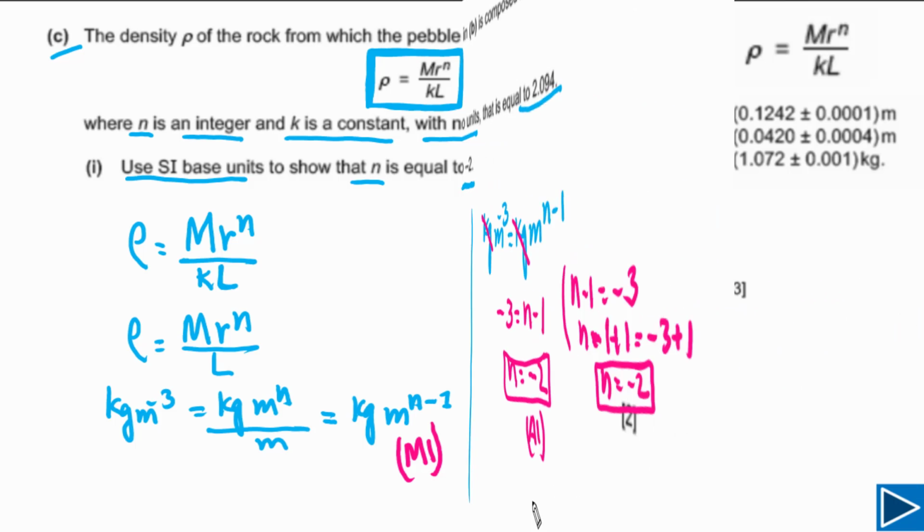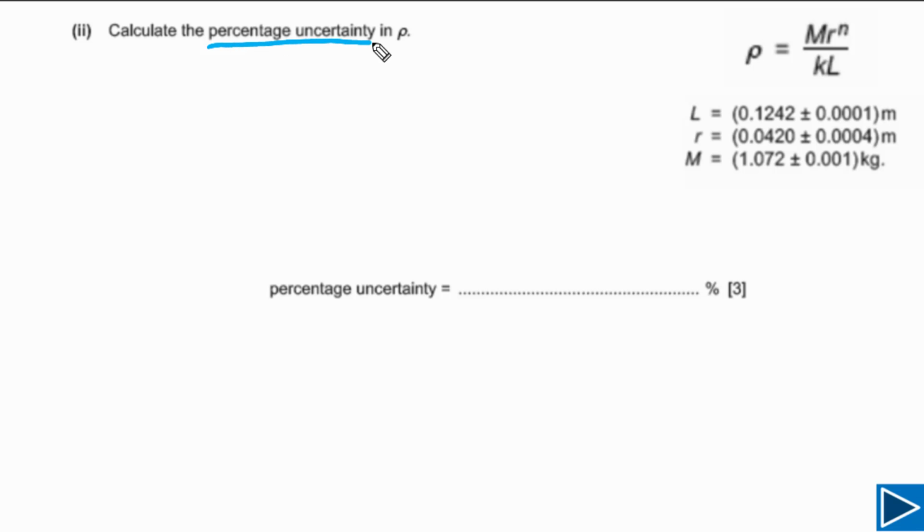For the second part, we need to calculate the percentage uncertainty in density. The formula for density is given to us. This is how we can calculate density. Density can be calculated by multiplying these quantities and dividing. So this is simply telling us quantities are multiplied and divided. So we need to simply add the percentage uncertainties of these quantities to calculate the percentage uncertainty in density.